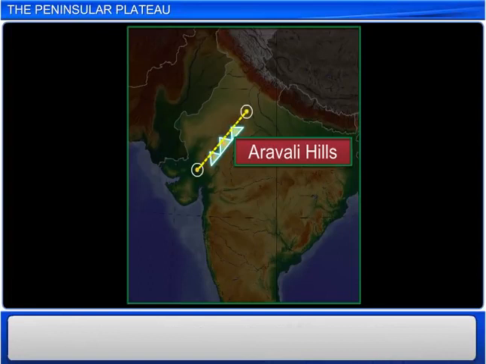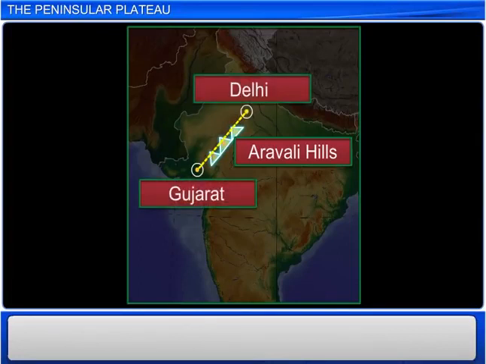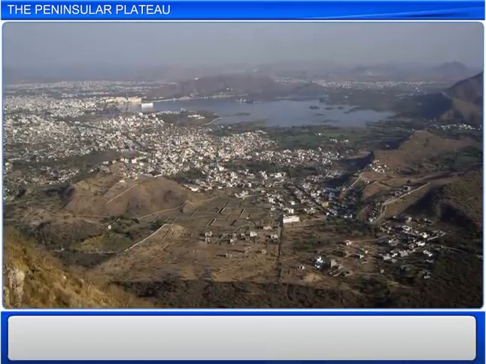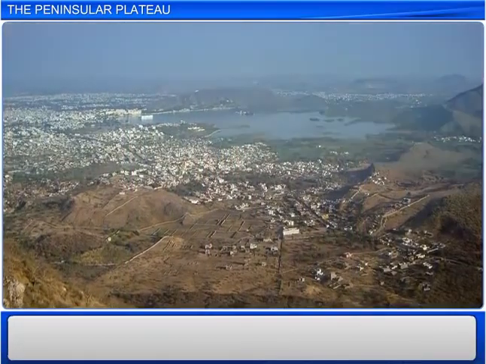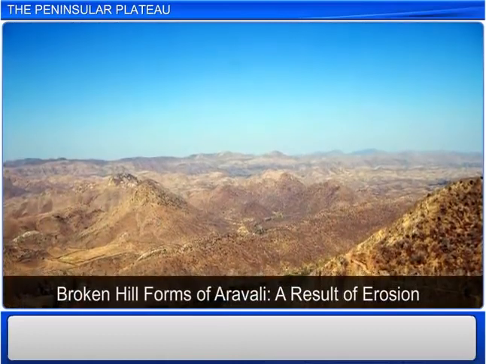The Aravali Hills extend from Gujarat to Delhi in a southwest to northeast direction. This range once had extremely tall hills. However, millions of years of weathering eroded them, and they are now broken hill forms.